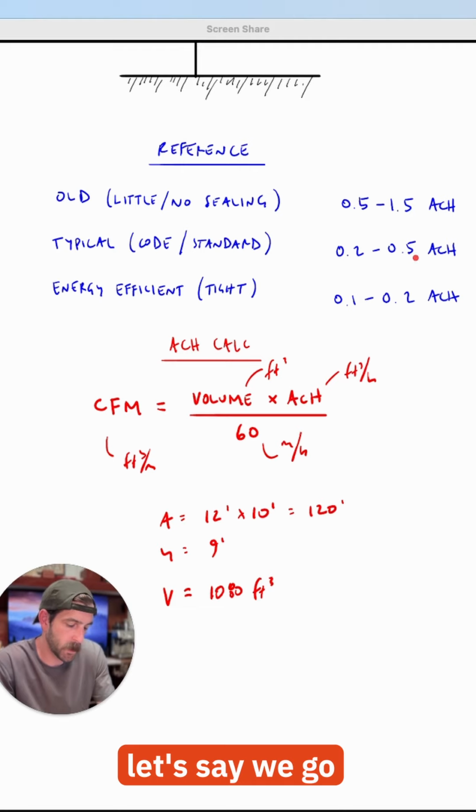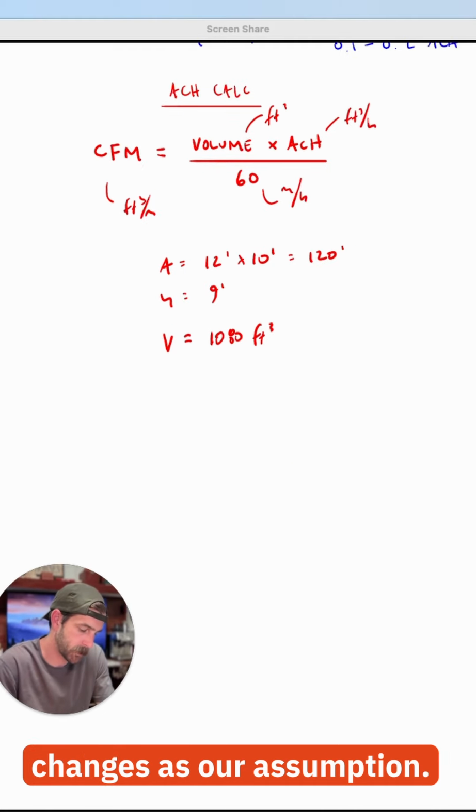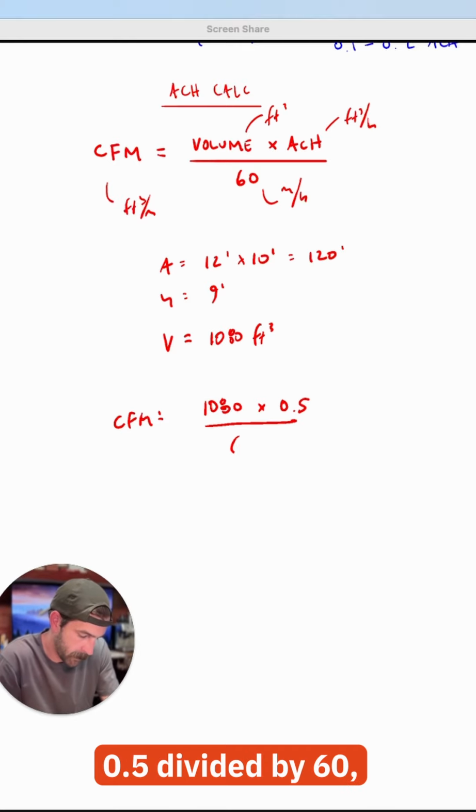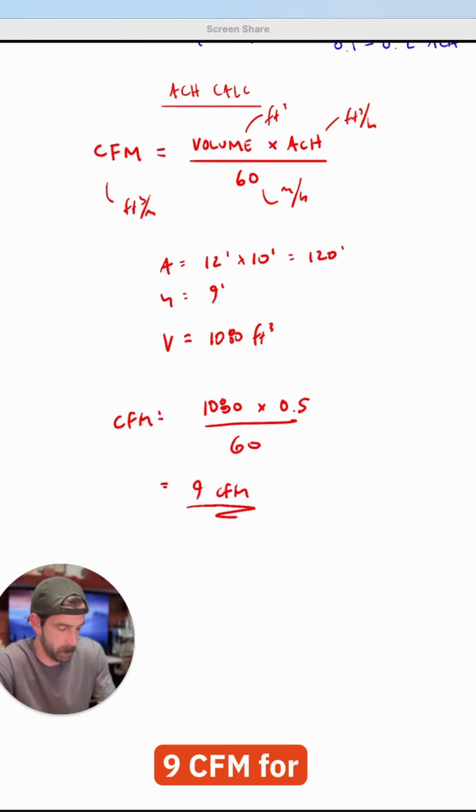Checking our reference here, let's say we go with 0.5 air changes as our assumption. Our CFM is going to be equal to 1080 times 0.5 divided by 60, which comes out to 9 CFM for this space right here.